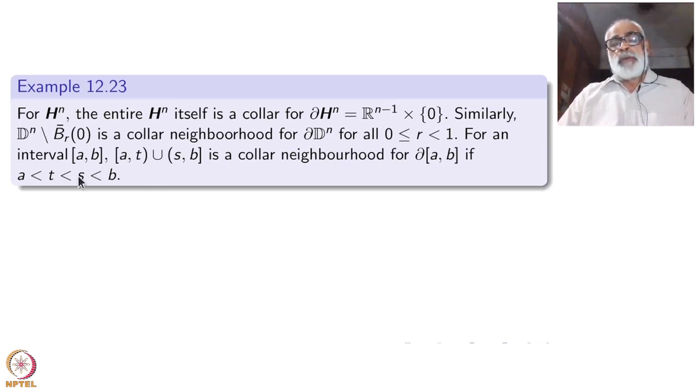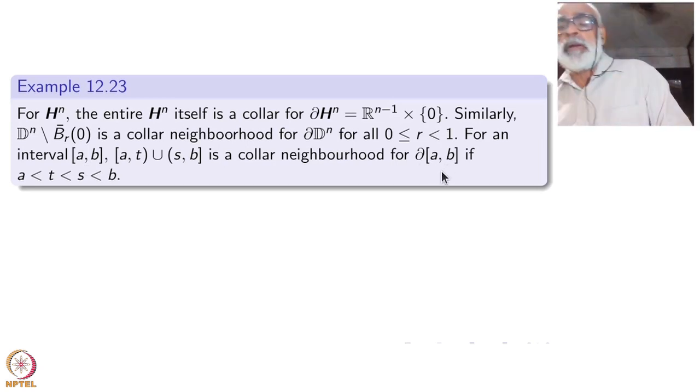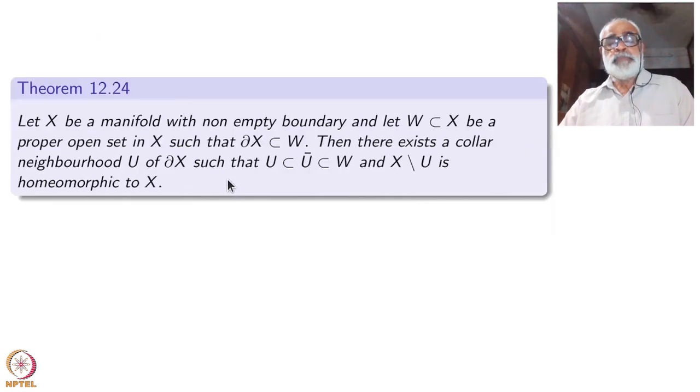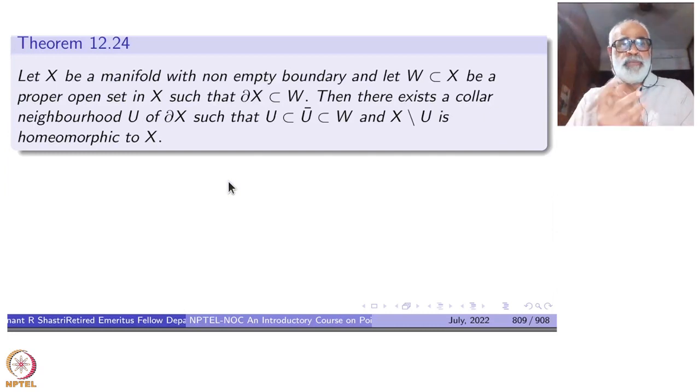For a closed interval [a, b], [a, t) union (s, b] is a collar neighborhood of the boundary of [a, b]. What is the boundary of [a, b], where [a, b] is a closed interval, little a comma little b? Just the two elements. That has a neighborhood like this, [a, t) comma (s, b], where t and s are like this, namely a less than t less than s less than b. So that's the example. Now here is the final theorem.